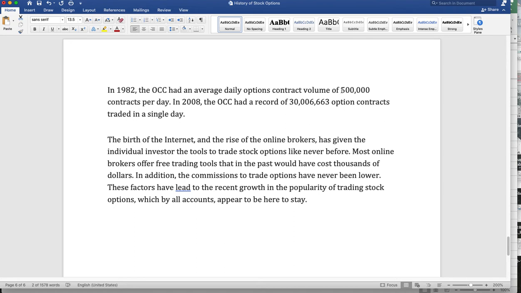Wow. So they went from 500,000 in one day to over 30 million. The birth of the internet and the rise of the online brokers has given the individual investor the tools to trade stock options like never before. Most online brokers offer free trading tools that in the past would have cost thousands of dollars. In addition, the commissions to trade options have never been lower. These factors have led to a recent growth in the popularity of trading stock options, which by all accounts appear to be here to stay.